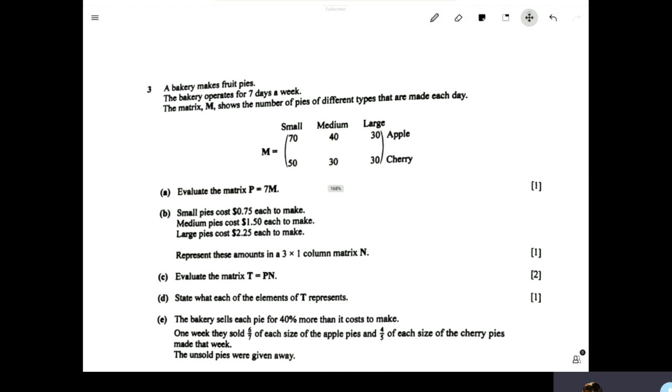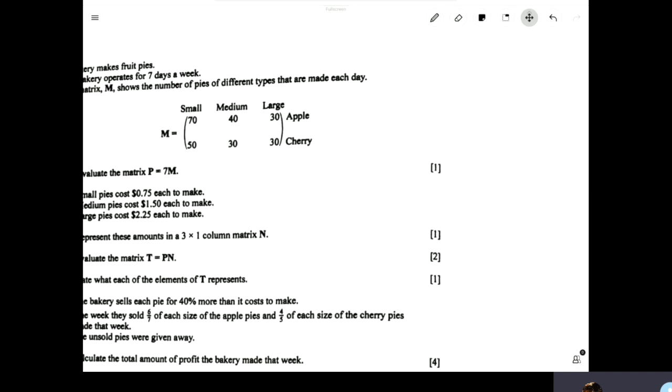Thanks. Okay, next one is your favorite. Matrix. Okay, so evaluate the matrix P equals 7M. Now what's the meaning of P equals 7M? Basically just times 7, right? Yeah. Multiply 7, so I'm going to write it here. P equals 7M.